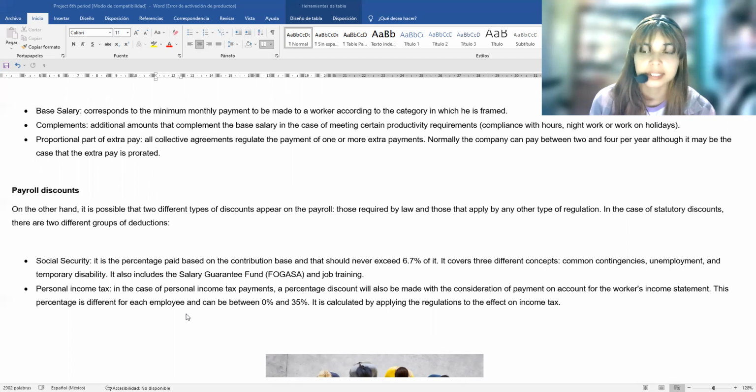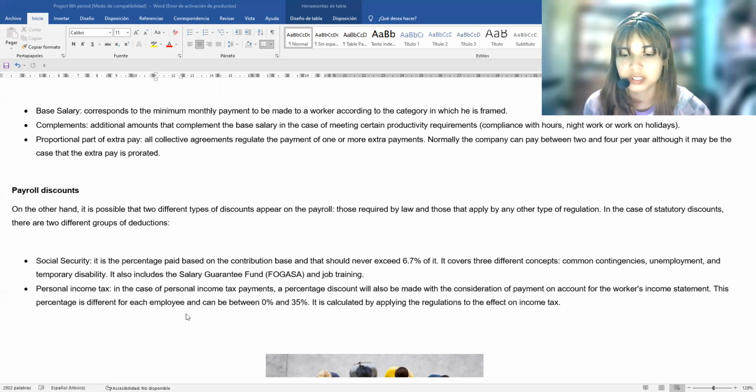Personal income tax, on the other hand, is also a percentage discount, made as a payment on account for the worker's income statement. This percentage is different for each employee and can be between 0% and 35%. It is calculated by applying the regulation on income tax.